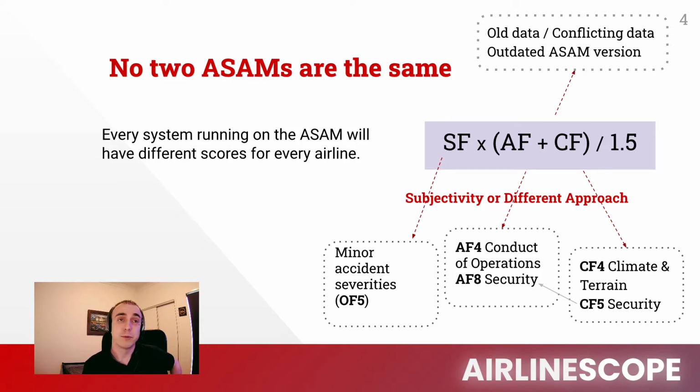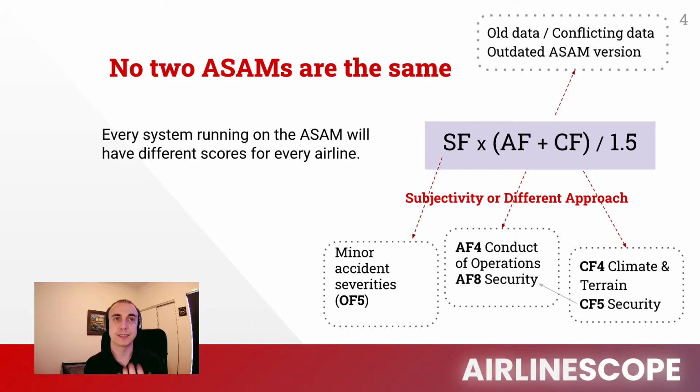Also, there's the conduct of operations. If an airline has passed an IOSA, you can give them a high rating. If they're on the EU ban list, you can give them a low rating. But everything in between is up to the assessor itself. So they can have a bit of subjectivity there. Likewise for security, CF5 and AF8. And also CF4, which is climate and terrain for your country factors.